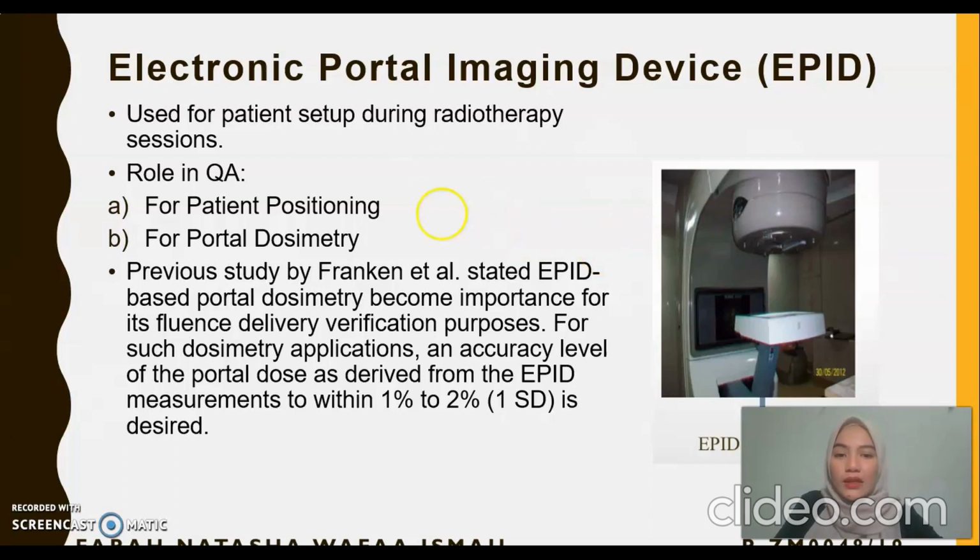So the roles of electronic portable imaging device, the role of this dosimetry in quality assurance are for patient positioning and for portal dosimetry. In a previous study by Franken, he stated that EPID based portal dosimetry became important for its fluence delivery verification purposes. For such dosimetry applications, an accuracy level of the portal dose as derived from the electronic portal imaging device measurements to within 1% to 2% is desired.